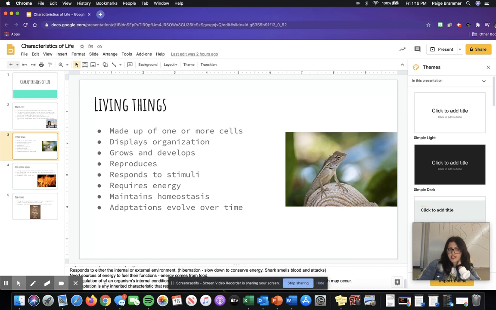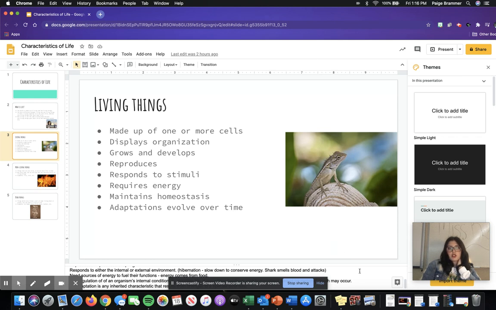Reproduction, exactly how it sounds, it produces offspring. Some things are more clear than others. A human gives birth to a baby, a chicken lays an egg, but then you look at things like a plant and they spread their pollen and pollination occurs. So their reproduction process looks a little differently, but nonetheless, it's reproducing.